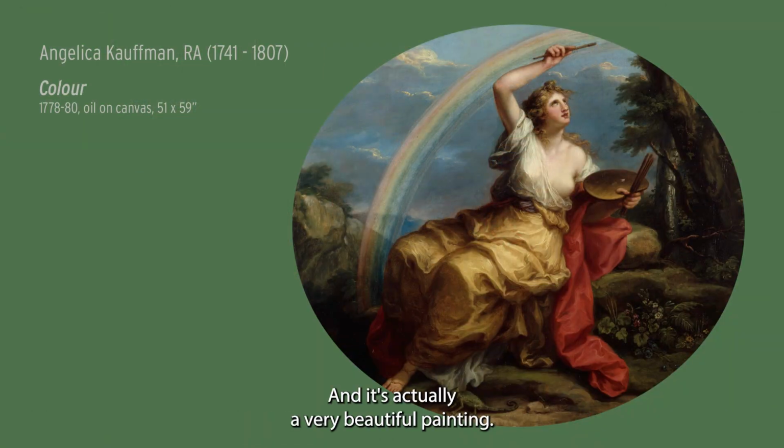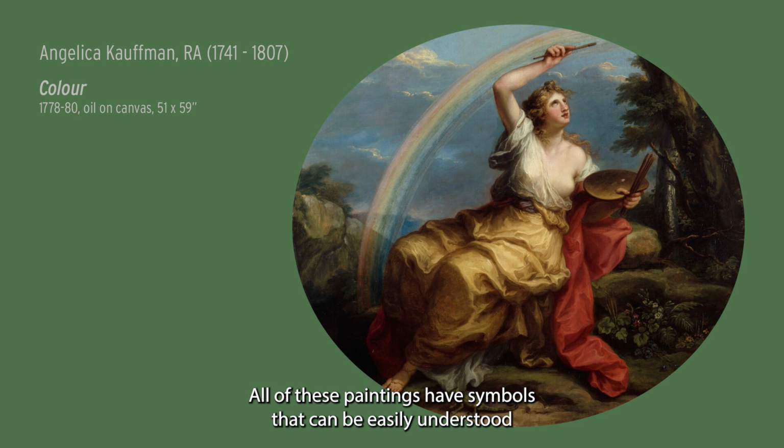It does, and it's actually a very beautiful painting. This is an oil painting called Color, painted by Angelica Kauffman in the late 1700s. Angelica painted this as part of a beautiful series representing the elements of art, at that time at least. Invention, composition, design, and the one that we're going to look at today, named Color. All of these paintings have symbols that can be easily understood by the large public.